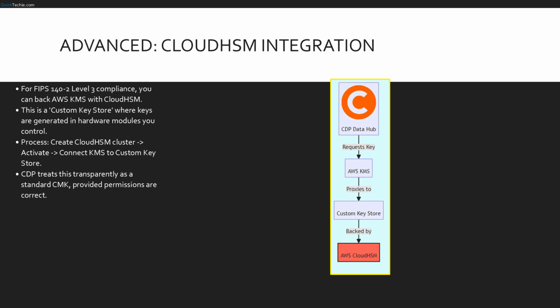This diagram shows the advanced flow. The CDP Data Hub requests encryption from AWS KMS. However, instead of using shared software keys, AWS KMS proxies that request down to a custom key store. This store is physically backed by the AWS CloudHSM hardware modules at the bottom, providing the highest level of cryptographic assurance.